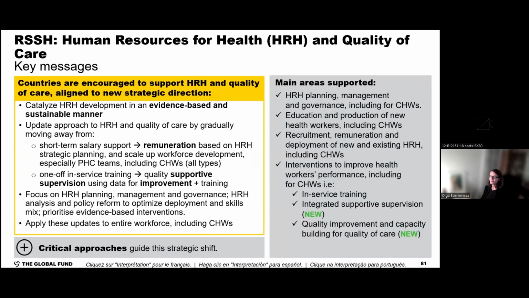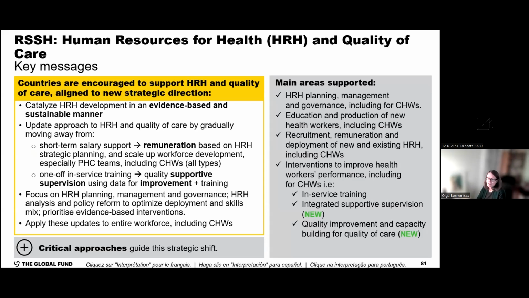Human resources for health and quality of care. We are putting more and more emphasis on this area. We have historically funded a lot of human resources for health. What we'd like to do is fund it a little bit more strategically, using a more evidence-based approach and trying to do it in a more sustainable manner. We would like to gradually move away from short-term salary support that is a little bit unlinked from any HRH plans, to make sure that the remuneration is really based on good HRH strategic planning and data analysis.